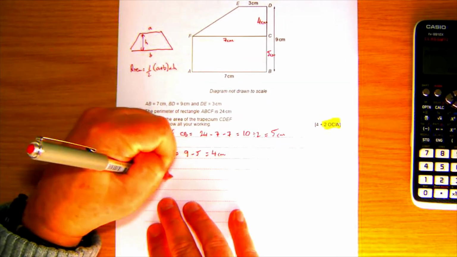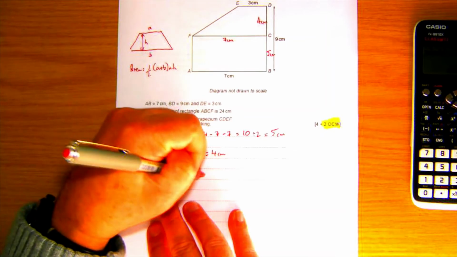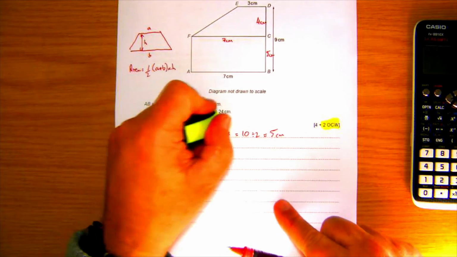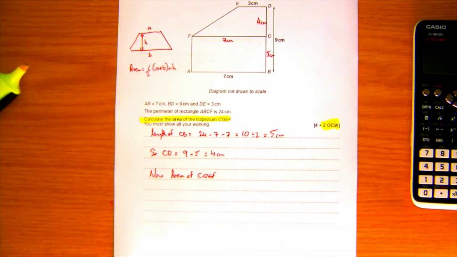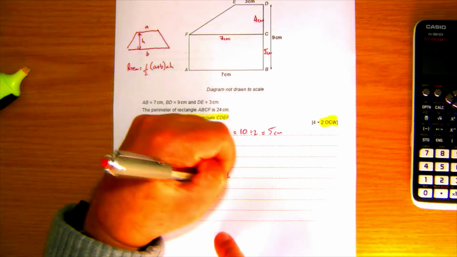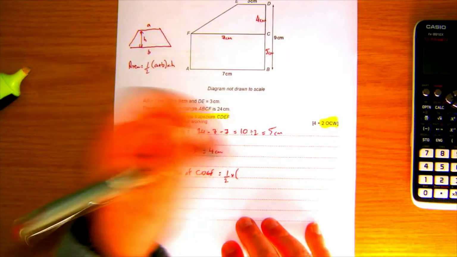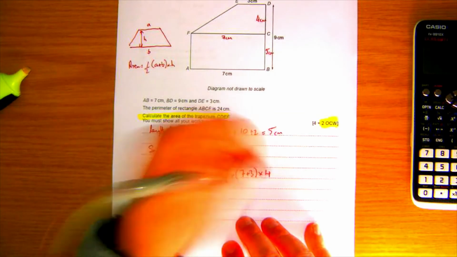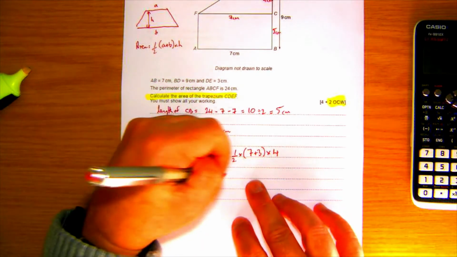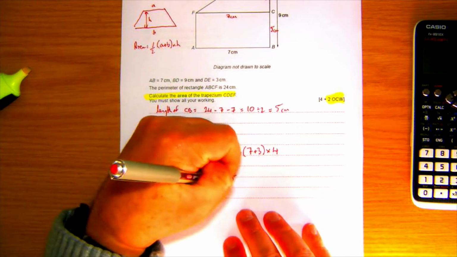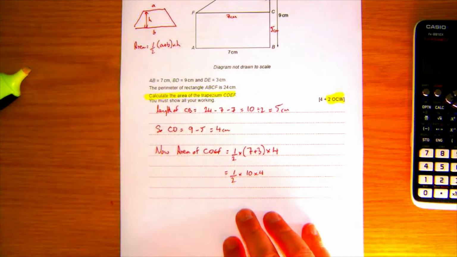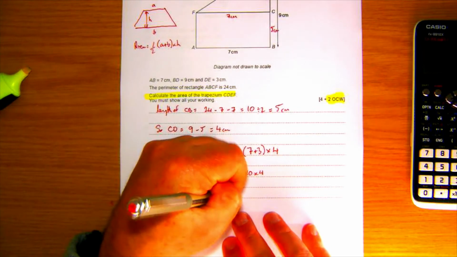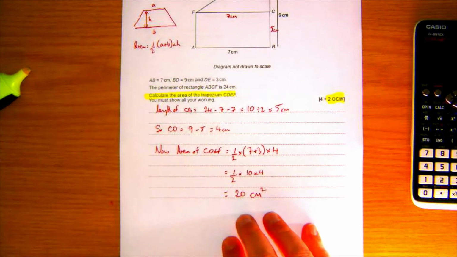Now, the area of CDEF, which is what the question is asking me to find, is going to be half times A plus B times height, which is 4. So 7 plus 3 is 10. You've got to work out what's in brackets first. So half of 10 times 4. Half of 10 is 5. 5 fours are 20, and the units of area, centimeters squared.